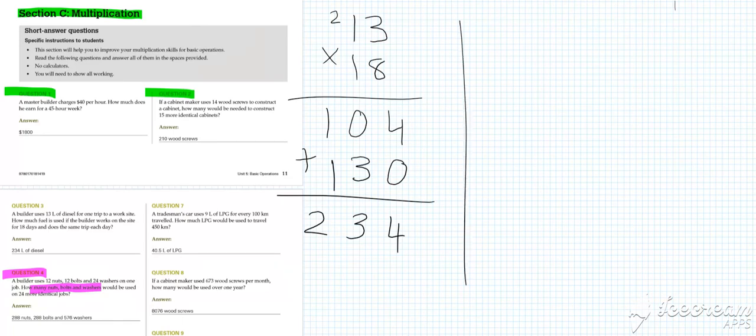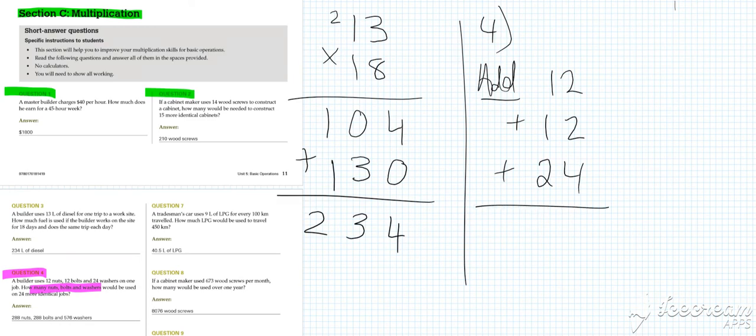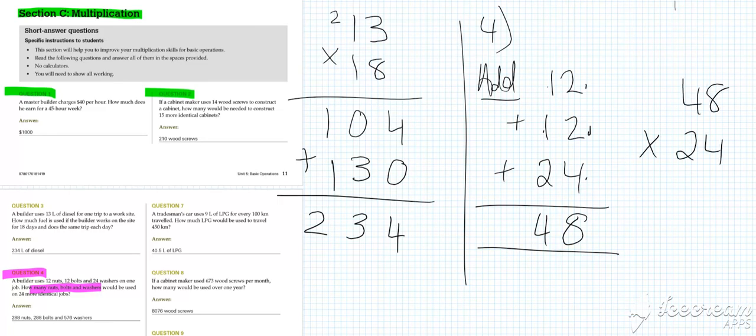So in this question here, we actually need to do 2 steps. First of all, we need to add everything together. So we're going to have 12 nuts plus 12 bolts plus 24 washers. We're going to add that to get 4 plus 2 is 6 plus 2 is 8. 2 plus 1 plus 1 is 4. So we've got 48 in total. Now what they want us to do is 48 times by 24.